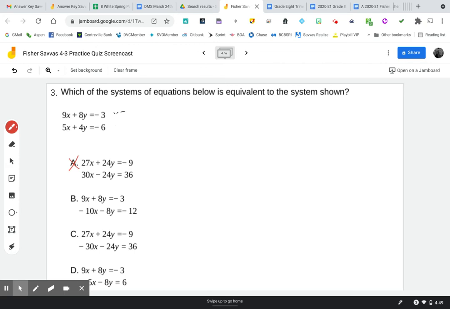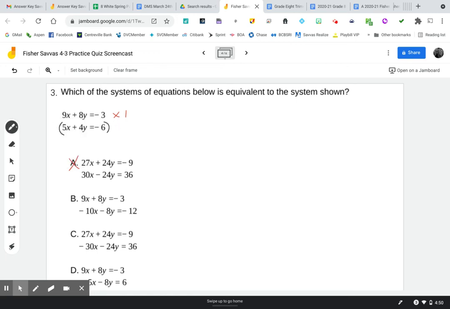All right, so let's look at B. Well, in the equation, 9x plus 8y is equal to negative 3. If I look at B, 9x plus 8y is equal to negative 3. So that equation is the same. So it looks like they just multiplied by 1. So to get from the second equation to the second equation in B, to get from 5x to negative 10x, it looks like I would need to multiply by negative 2.